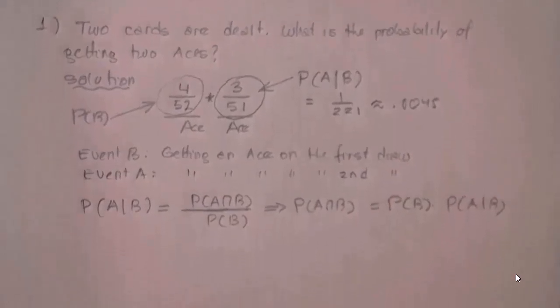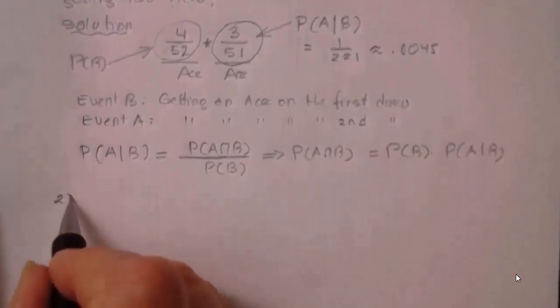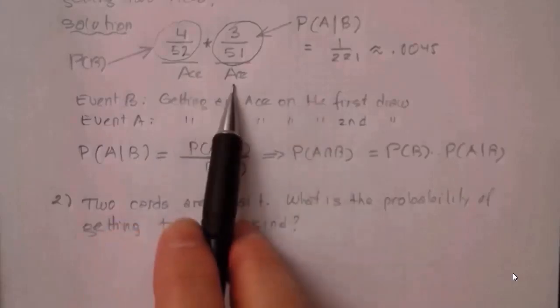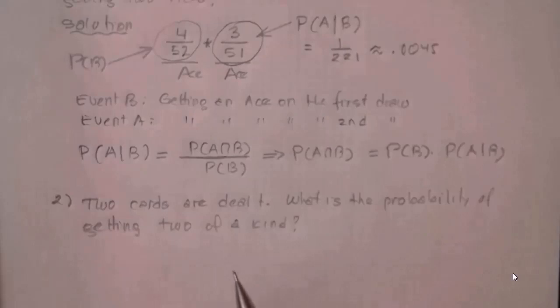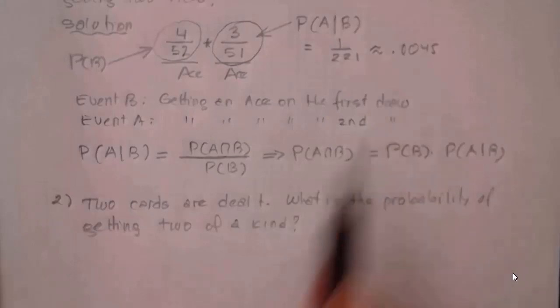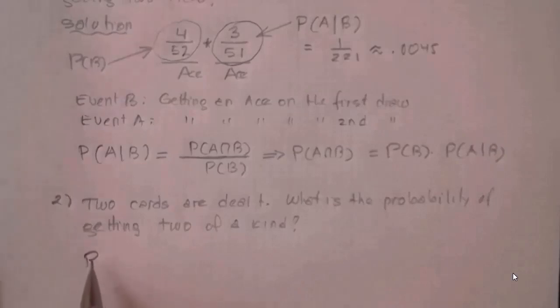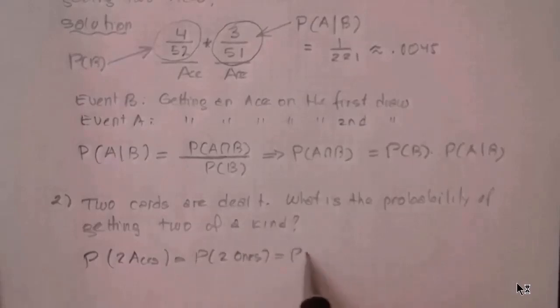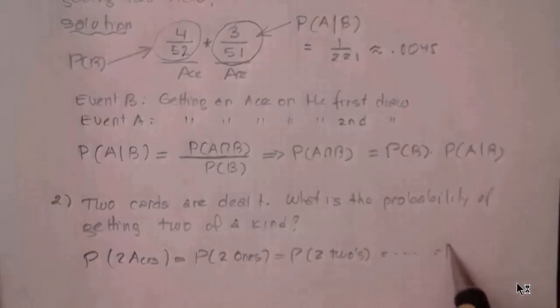So a question that is a little bit more difficult would be this. Again, two cards are dealt, but now the question is, what is the probability of getting two of a kind? We know now the probability of getting two aces. What would be the probability of getting two ones? Exactly the same thing, right? So the probability of getting two aces is equal to the probability of getting two twos, etc., up to the probability of getting two kings.